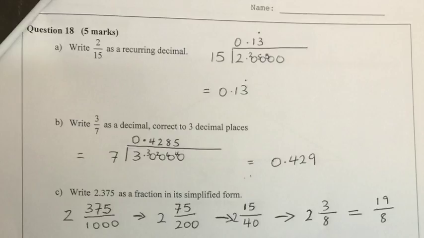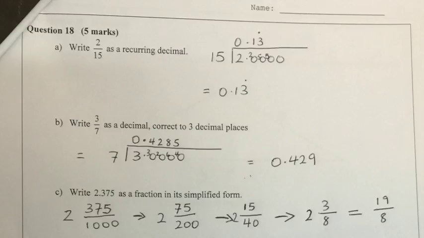Question 18. A, write 2 over 15 as a recurring decimal. Okay, so a recurring decimal is a decimal where you've got a number or a series of numbers that repeats. So in this case, remember that 2 over 15 is the same as saying that we're going to divide by 15.